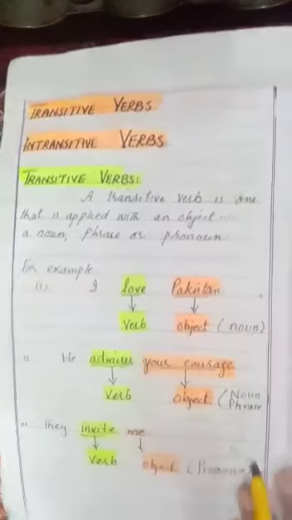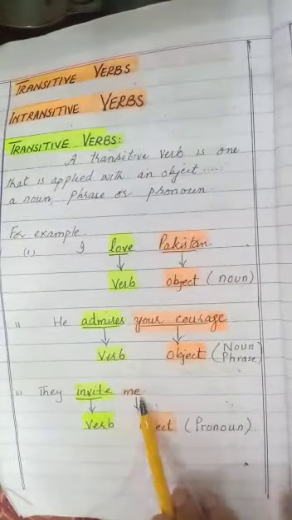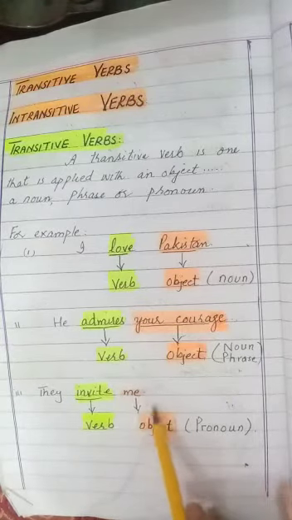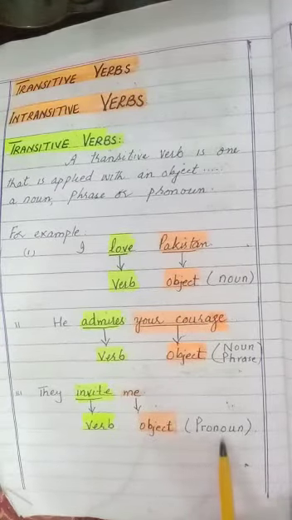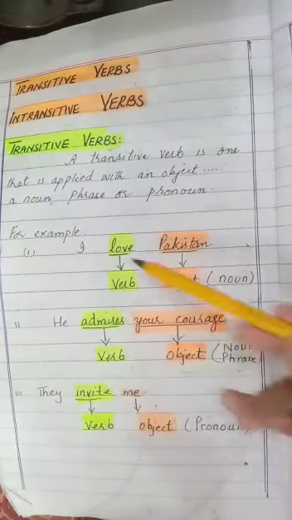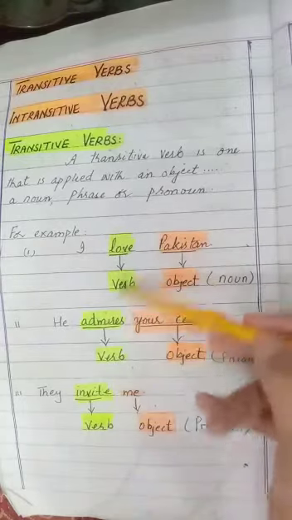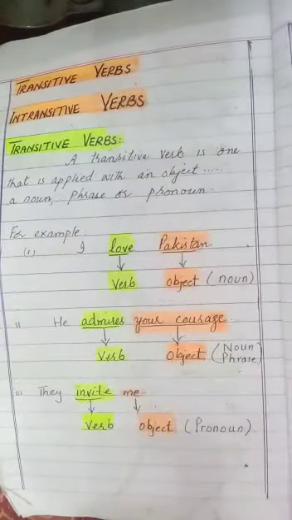Okay. Third is they invite me. They is the subject, invite is the verb, and me is the object, and here the object is a pronoun. All those verbs which have objects in the sentences are called transitive verbs.